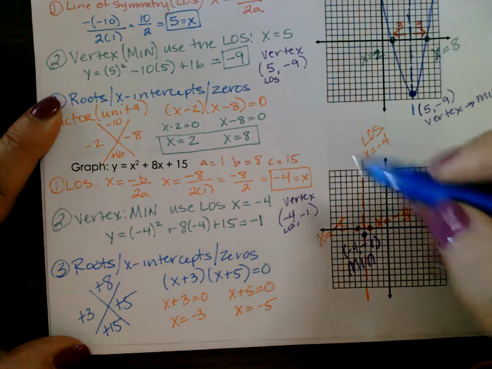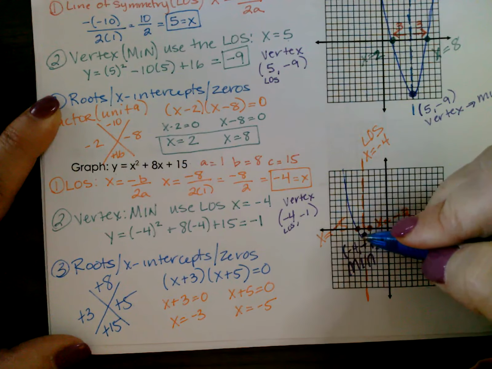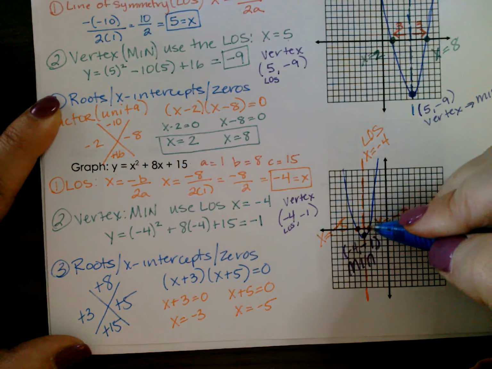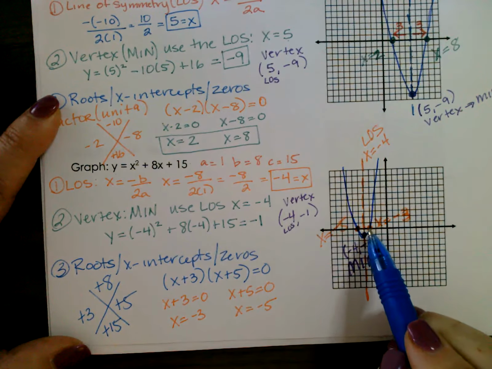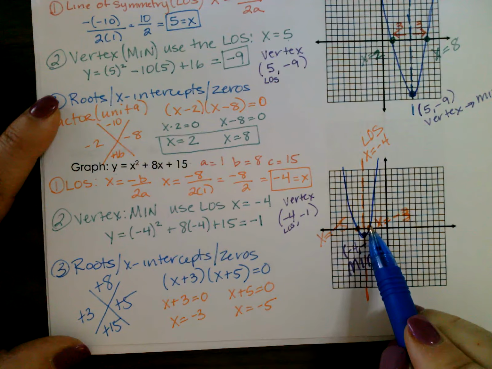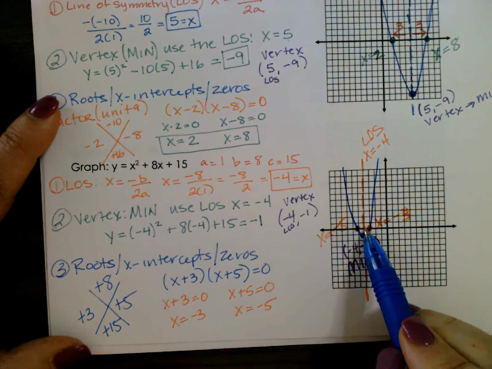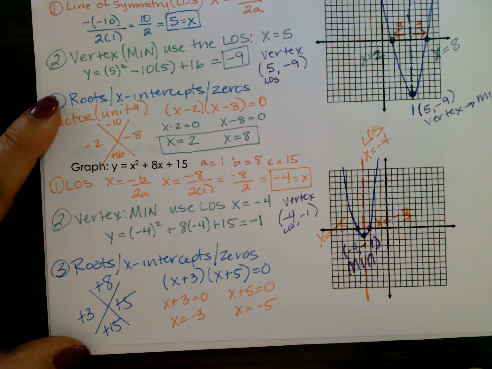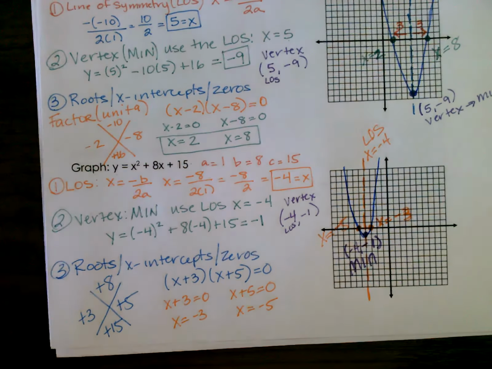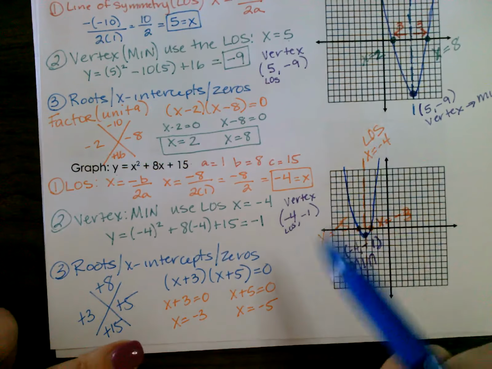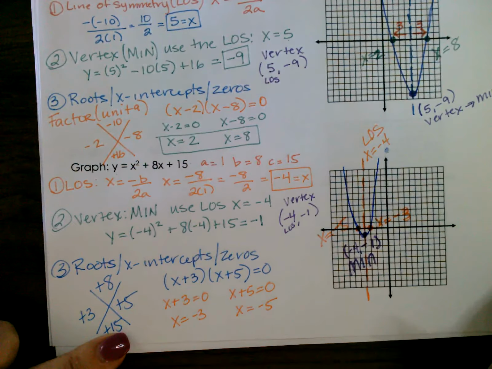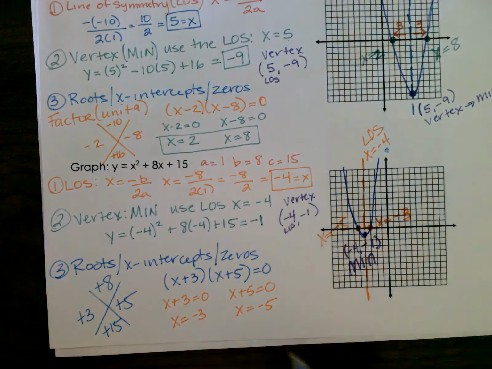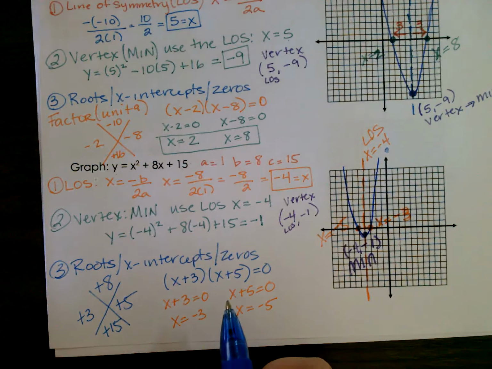I'm just going to grab a darker pen so you can see it all right. And that is the basic shape of our parabola. This point is 1 to the right of the line of symmetry. That point is 1 to the left of the line of symmetry. Remember, our y-intercept is 15, but on this graph it would be way up there. It does not fit. Okay, we're going to turn the page and go to the next graph.